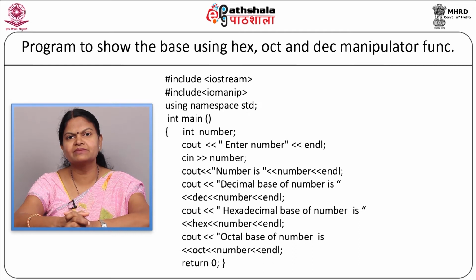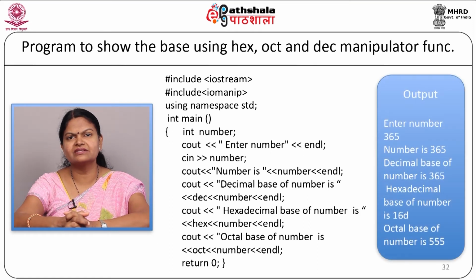Now when the above program is compiled and executed, it will print the values as enter the number. Suppose the user has entered the number as 365, then it will print the first value as the number is 365. Then it will print the decimal base is 365. Then it will print the hexadecimal base value. The hexadecimal base value is 16D and the octal base value is 555.